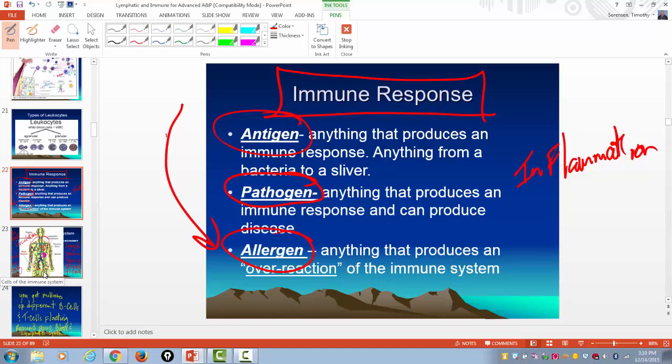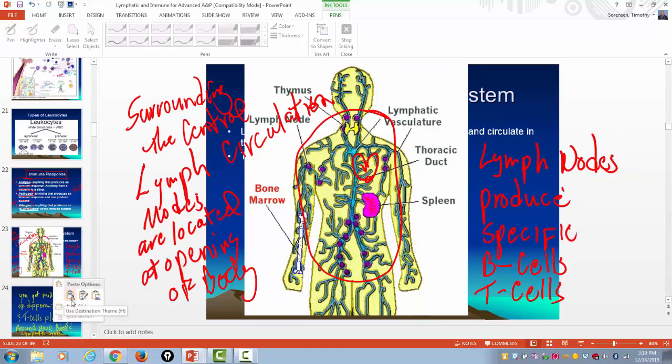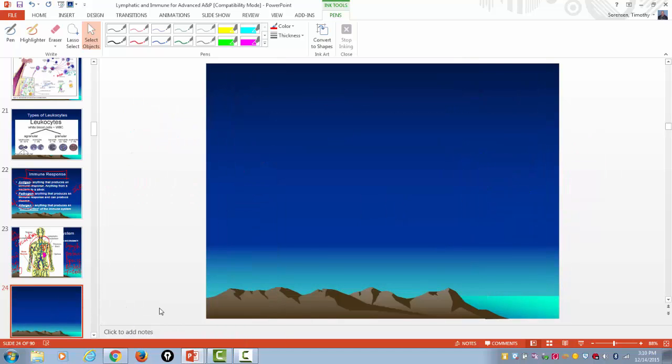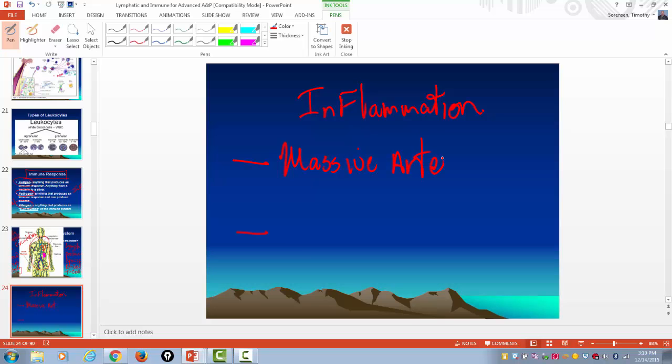And very quickly, and again, if you understand these little key things, it makes so much sense. So, inflammation occurs for basically two reasons, or the mechanics of inflammation. There is massive arterial vasodilation.